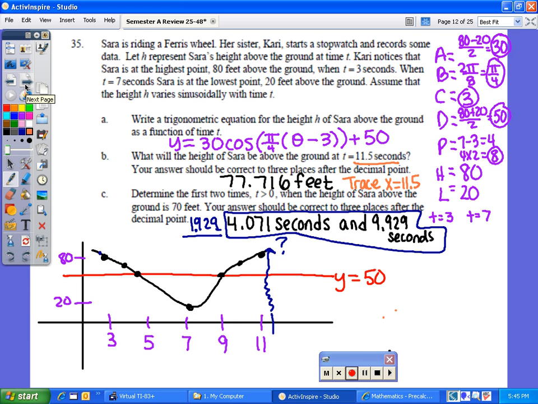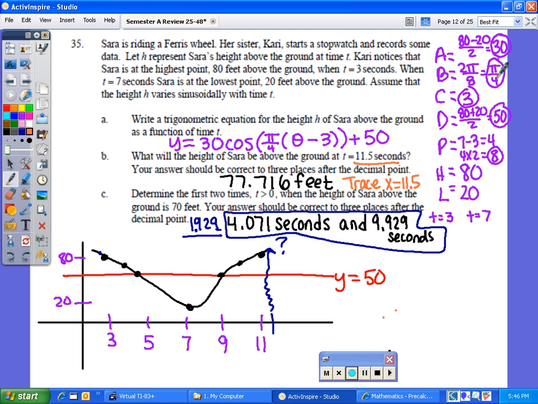Alright, 35, Ferris wheel starts high, ends high, so we have a regular cosine graph. There's the equation. We start at time 3, so c is 3. Your period has to be doubled. Well, the time has to be doubled for your period because this illustration only told you that we went from a high point to a low point, but in order to have a full graph, you must go back to the high. That's why you do 7 minus 3 is 4 times 2 is 8, making your b value pi over 4.